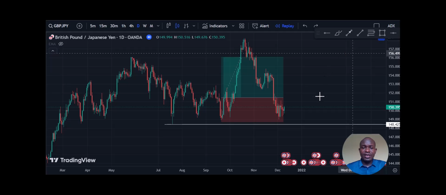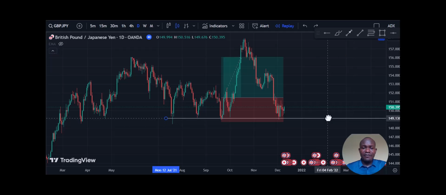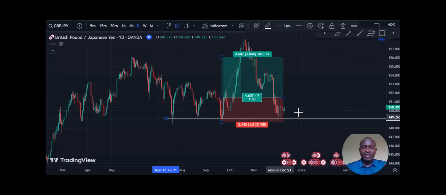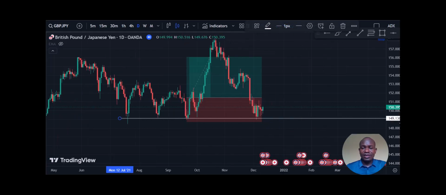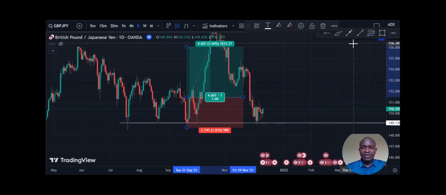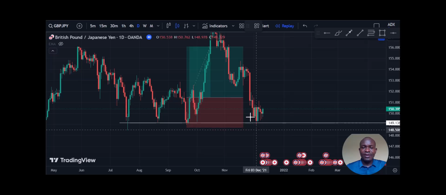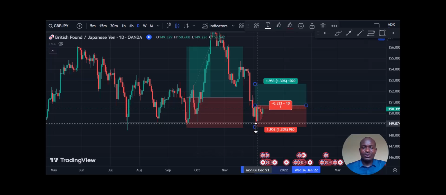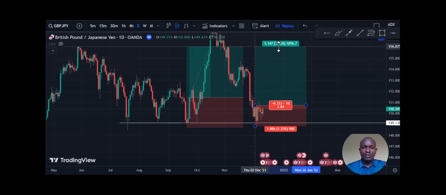At this point again, you can see we have a support here, and now the market has come to retest this support, and clearly we've seen a tweezer bottom. This tweezer bottom is an indication that the market will reverse at this point. So permit me to put another buy at this point and put the stop loss below here, and let's see how it goes.